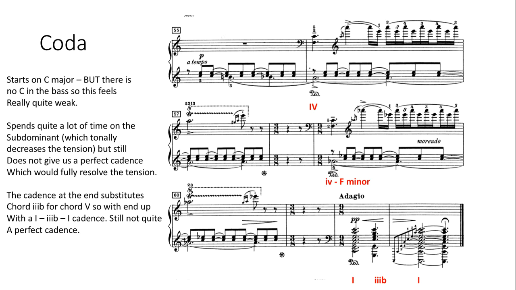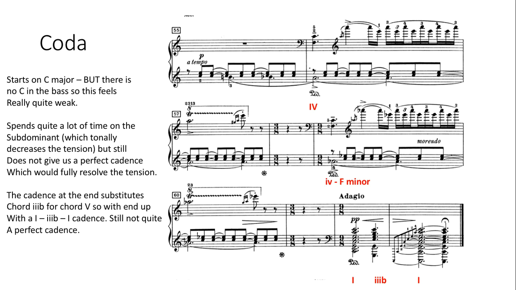And then we move on and we spend quite a lot of time on the subdominant, which tonally decreases the tension. We can say that the tension here is lessened because if we're thinking about our circle of fifths and we're starting on C, as we move clockwise around the circle of fifths, so we go from C to G and to D, we can think of that as increasing the tension.